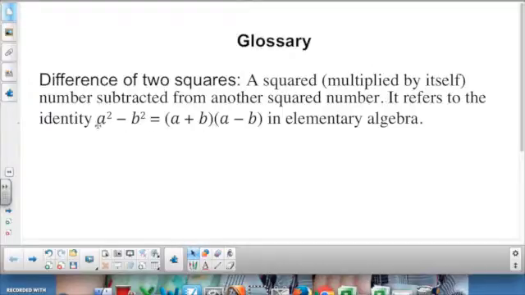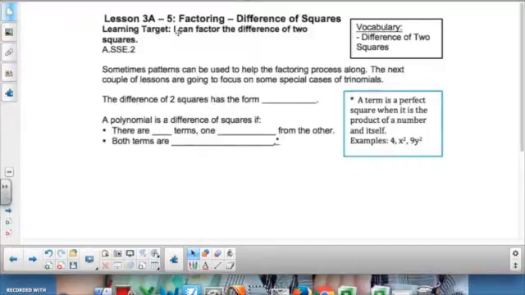It refers to this identity: a squared minus b squared becomes a plus b times a minus b when you factor. And we're going to practice this little identity right here. That's going to be the whole focus of this lesson. So our learning target for this lesson is that we can factor the difference of two squares.